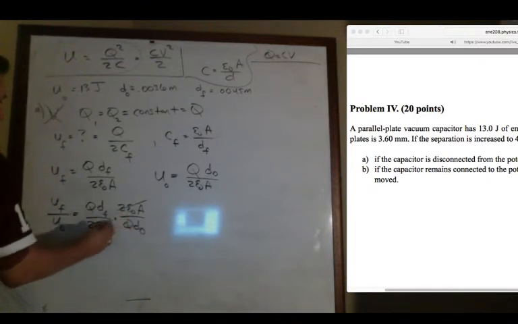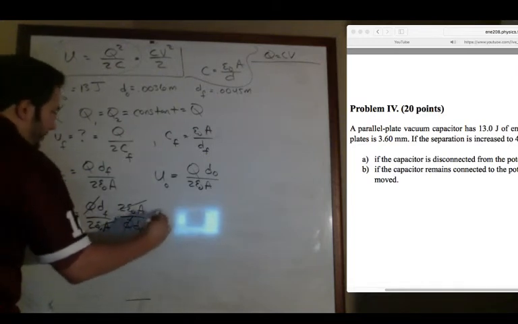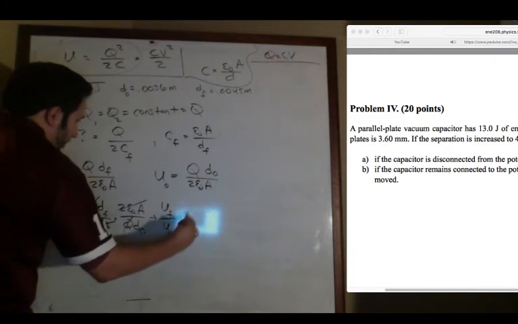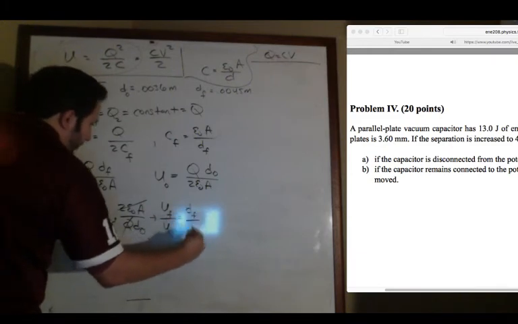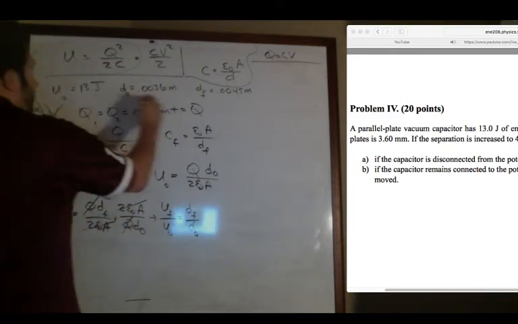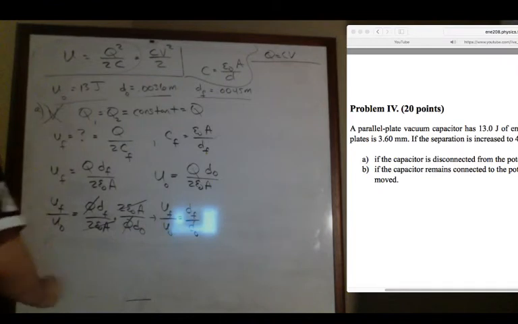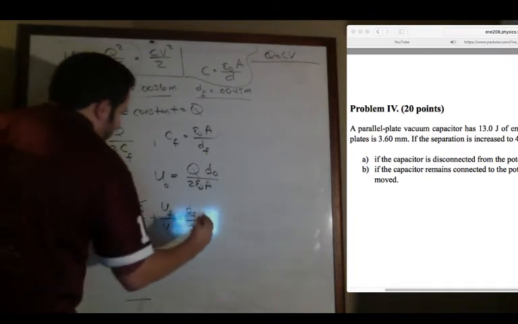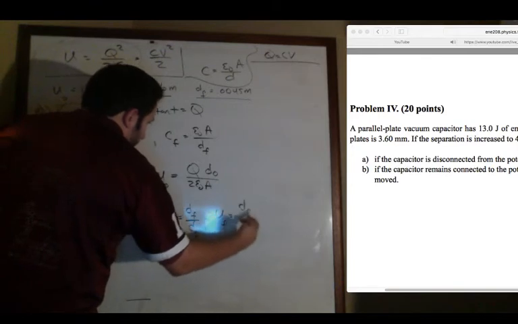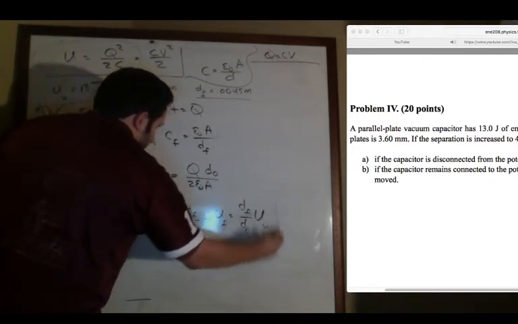The 2 epsilon naught A's cancel. These Q's cancel. What we can say is that UF over U naught is equal to DF over D naught. And we have all of that. We have D naught, we have DF, and we've got U naught. And so with that being said, multiply it to the other side. UF is going to be DF over D naught times U naught.